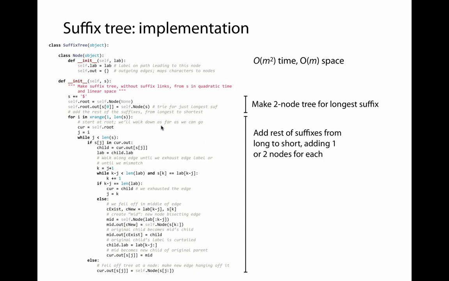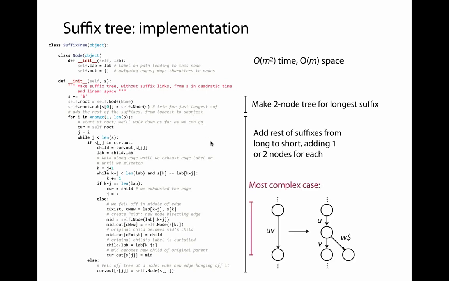And as you can see, this is a somewhat involved implementation. This is not nearly as simple as the code we had for the suffix trie. And this is because of the fact that the paths are compacted and the fact that the edge labels are what they are. It's just a little bit more complicated to make this tree.